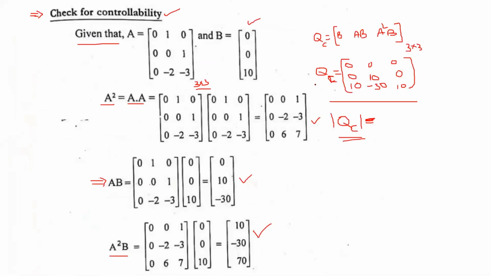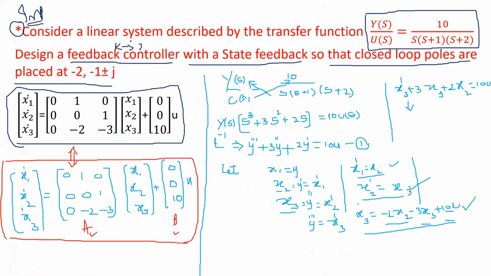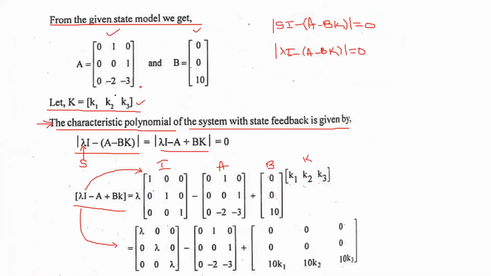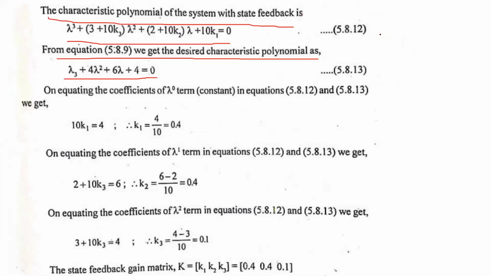Let us come to the system. What are the closed loop poles given in the problem? They are -2 and -1 plus or minus j. In terms of lambda only, I am going to write; you can go with either of the terms. That is -2, and next -1 plus or minus j. These are the closed loop poles.